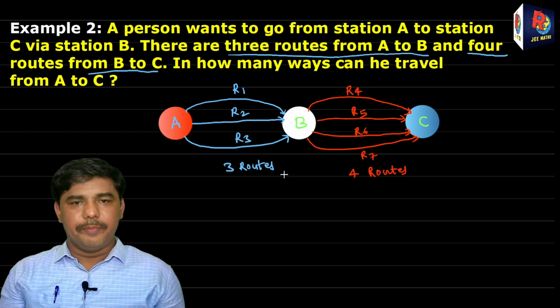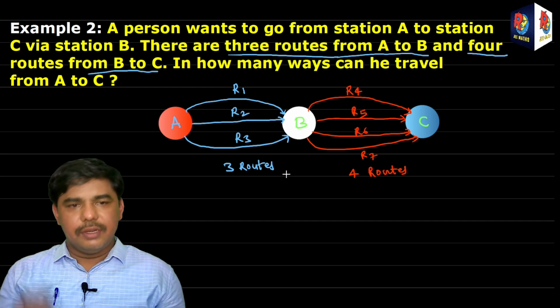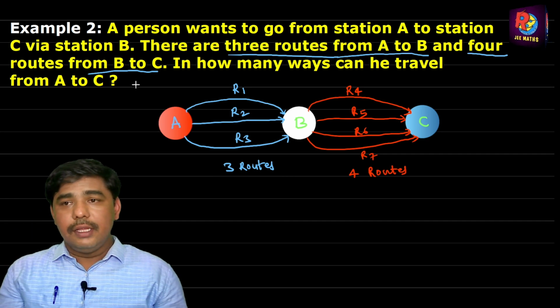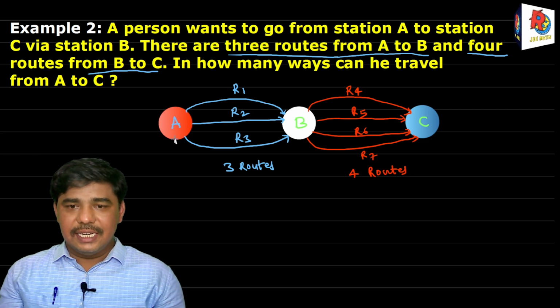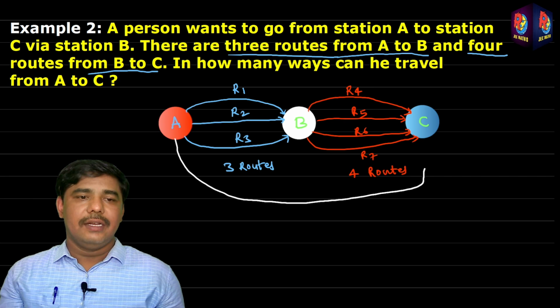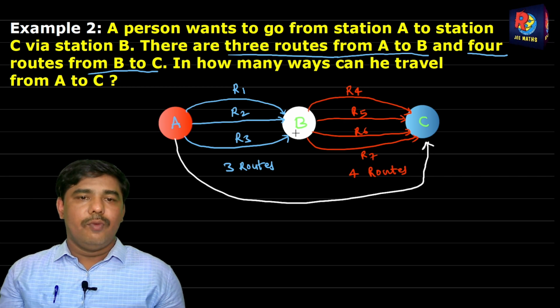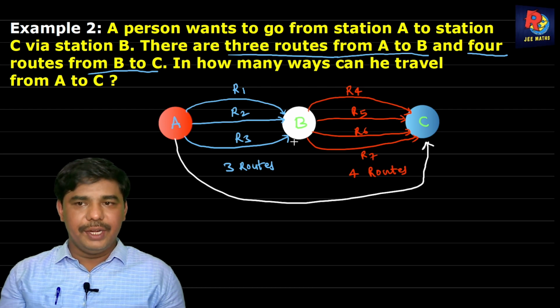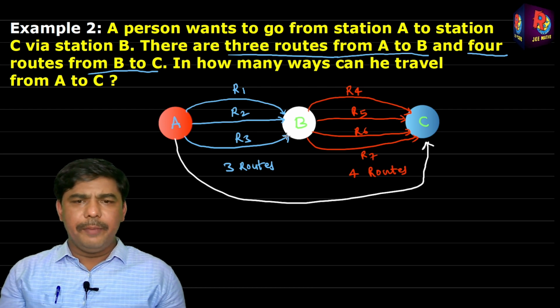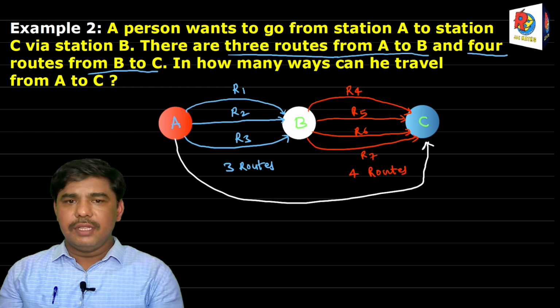There are 4 routes. You can observe that if the person wants to reach station A to station C via station B, how many ways is it possible? That one we need to find out. So simply, for example, you can observe this.